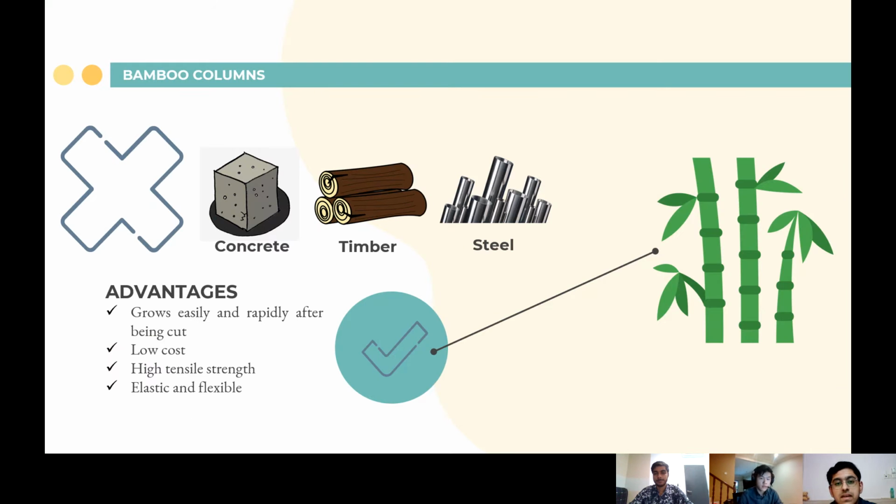Instead of using concrete, timber, and steel as the material for the columns in the house, we would use bamboo. This is because bamboo has higher tensile strength compared to the materials mentioned earlier. Bamboo also grows rapidly after being cut, thus we can avoid global warming. Using bamboo is also a cheaper option compared to other materials as it can be obtained naturally from jungles. Furthermore, bamboo is also flexible and elastic. In the case of an earthquake, the house would be able to sway with the vibration, reducing damage to the house by a large scale.